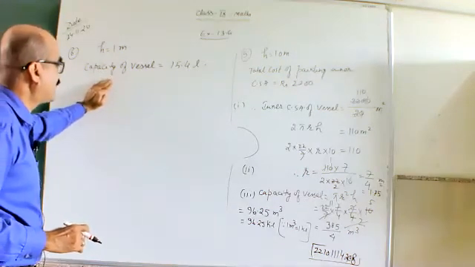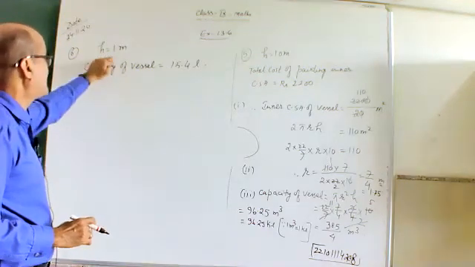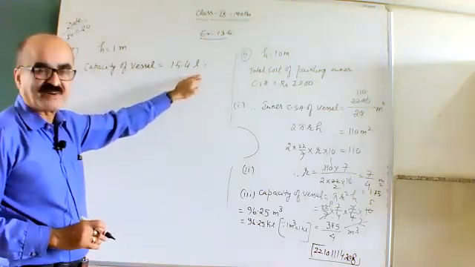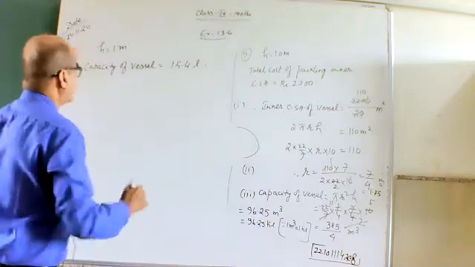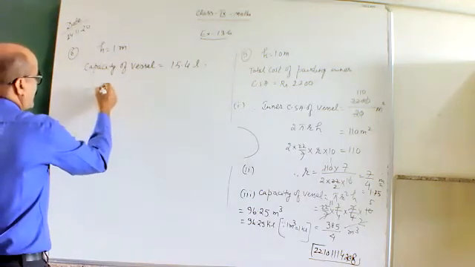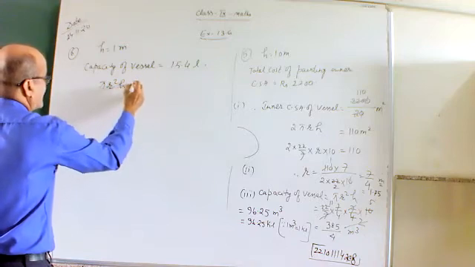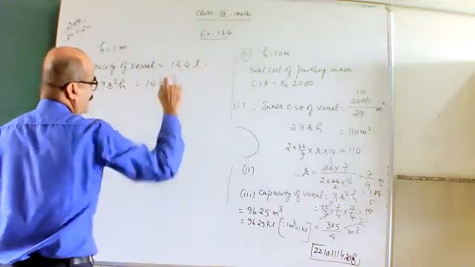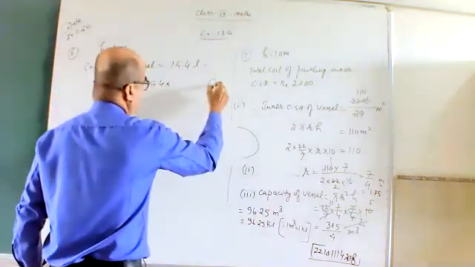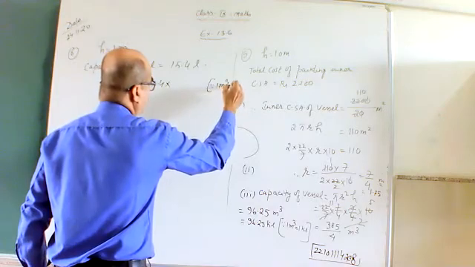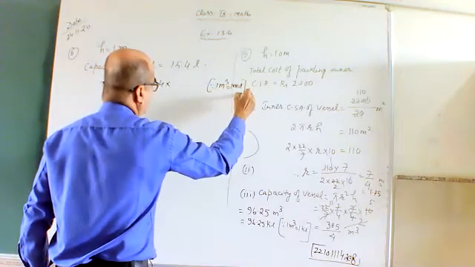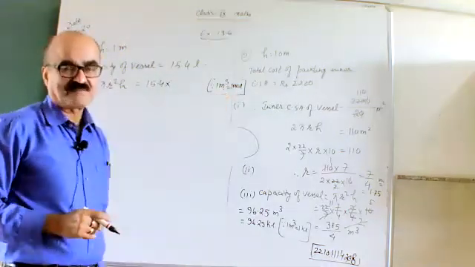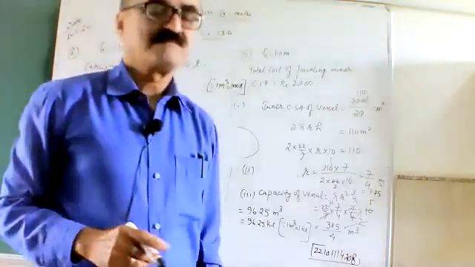For finding the radius, height is given in meter, but the volume is given in liter. So first of all, convert this liter into meter cube. The capacity of the cylindrical vessel is pi r square h, and this is 15.4 liter. Liter to meter cube में change करेंगे. As you know, 1 meter cube is equal to 1000 liter. Is it correct or not?